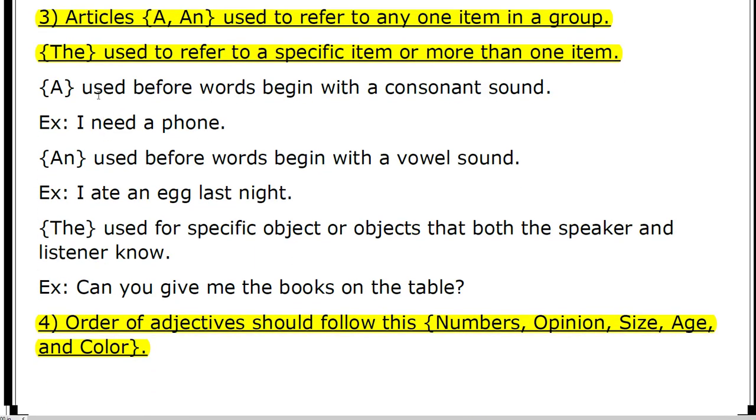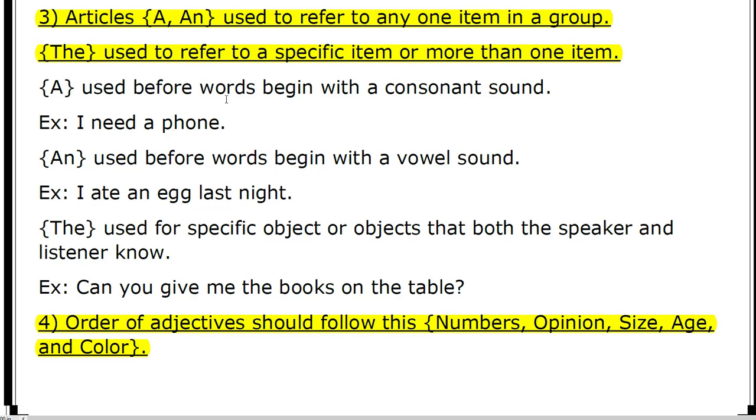The third type is called articles, like a or an. We use them to refer to any one item in a group. And also we have the, which is used to refer to a specific item or more than one item. So a or an for singulars, and the can be for the singular or plural.